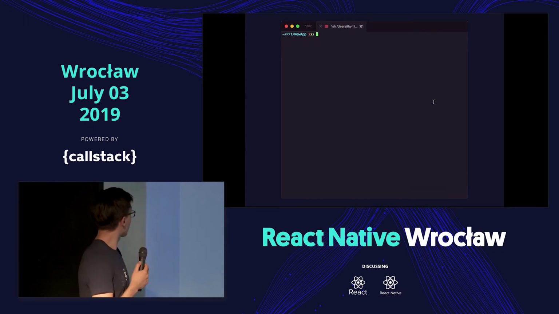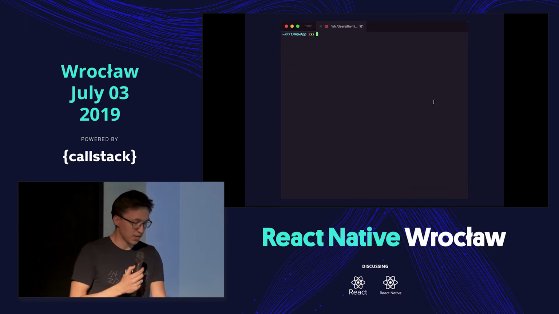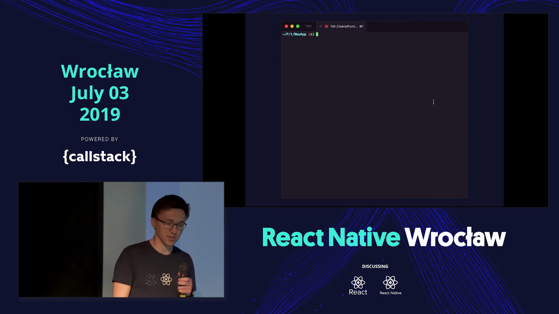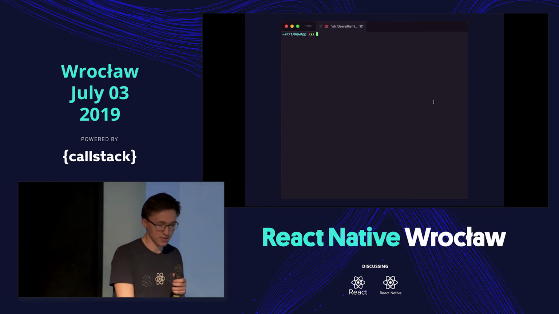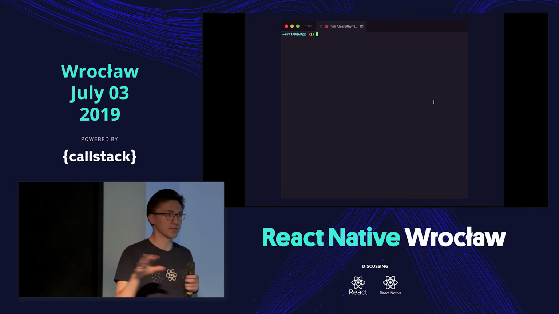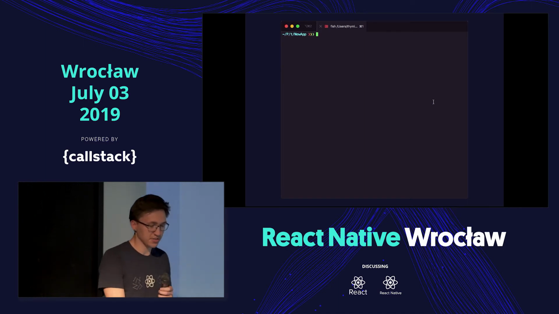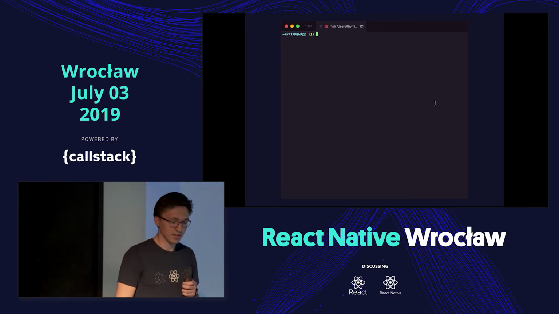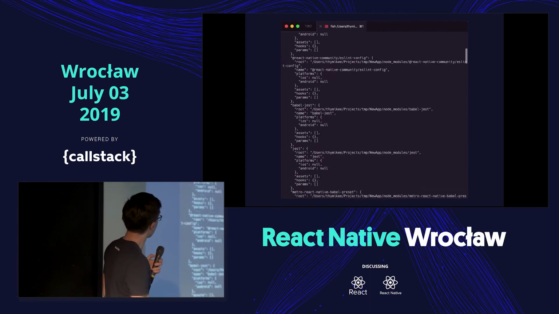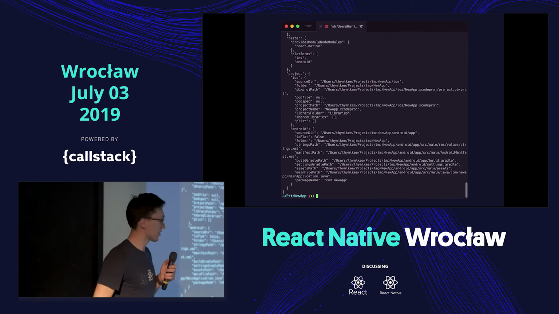So how does it work, actually? The CLI analyzes your dependencies in your package.json and react-native.config.js. Based on that, by logic provided per platform, like iOS, Android, or Windows, the CLI is able to construct a JSON object with configuration. It uses this config command. It also has a bunch of stuff inside. It's smaller now.